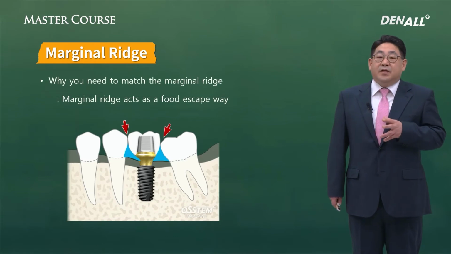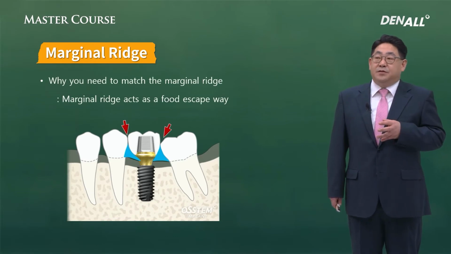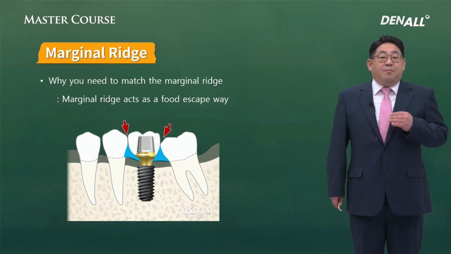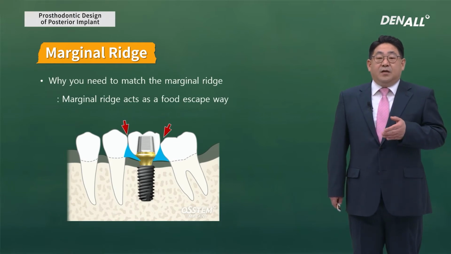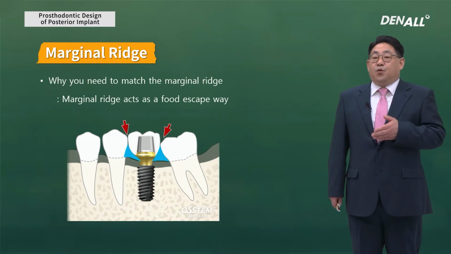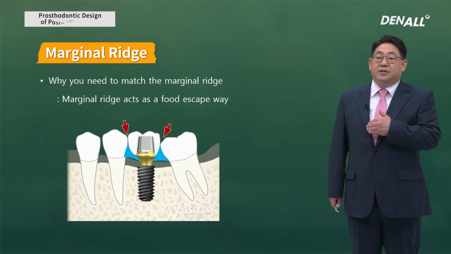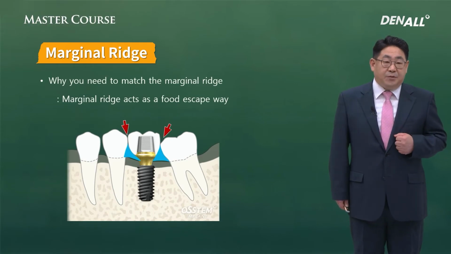Despite the tight contact, we can see cases where food impaction occurs very frequently. In this case, we need to alert the patient of such possibility ahead, or you may need to restore the proximal contact with adjacent teeth, and even if you reduce the occlusal surface, the distal marginal ridge needs to be aligned.